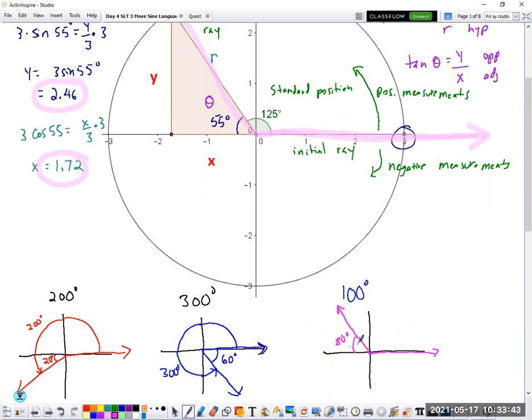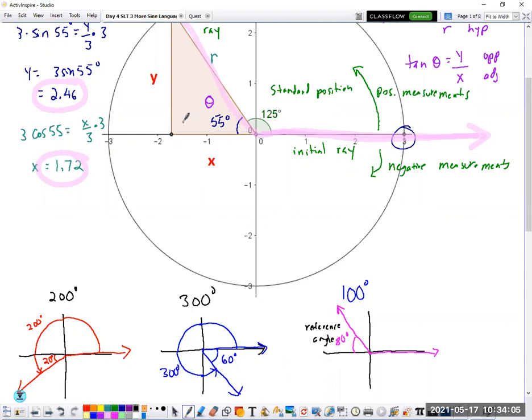You know what, Lauren? I think this angle needs a name. Don't you think it's so important? Okay, I'm going to name it Bob. No, I'm not really doing that. This is our reference angle. Reference angle. Okay, this is our reference angle.